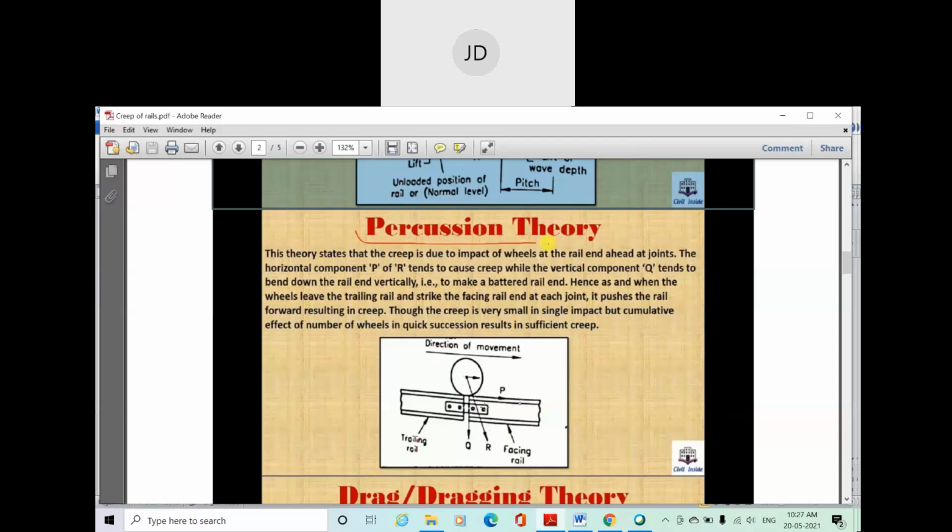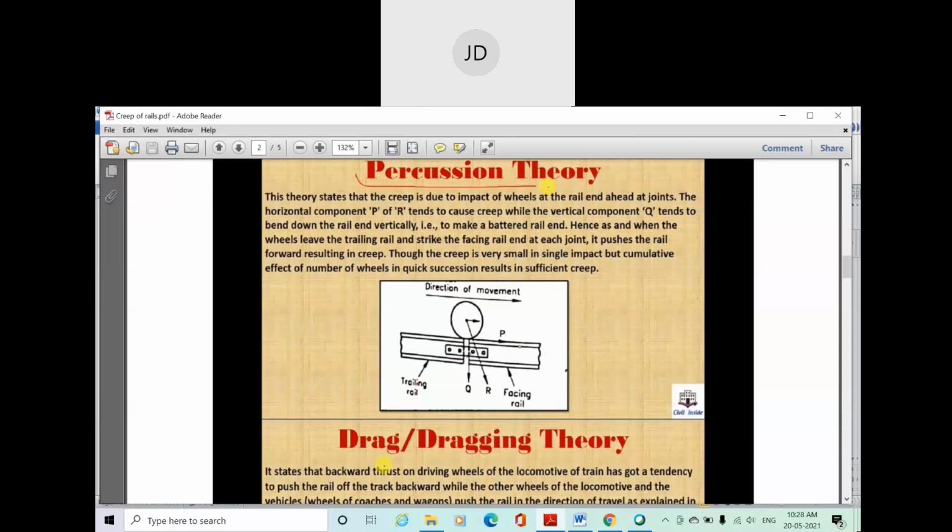Because of this resultant load R, a horizontal component of load will be along this direction. Because of that, it creates a force which tends to move the leading rail or facing rail in forward direction. So it will create creep. How? It will create more expansion at the joint. The gap will be increased. That means this fastener becomes weaker. This is a fishing plate. It becomes failure. This causes failure.